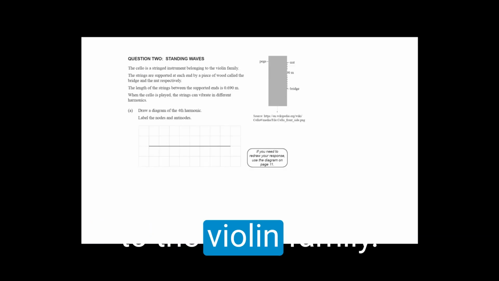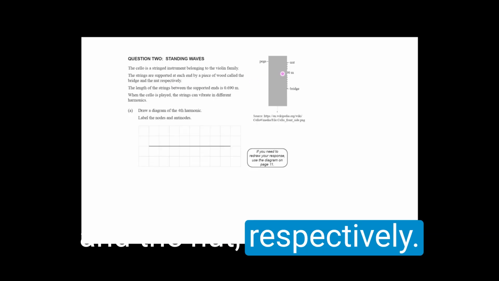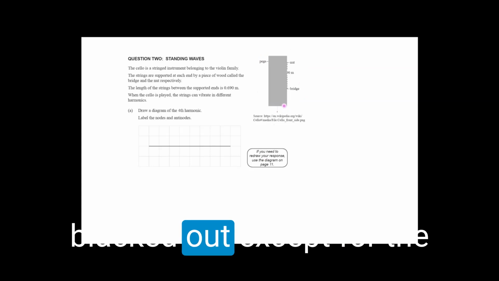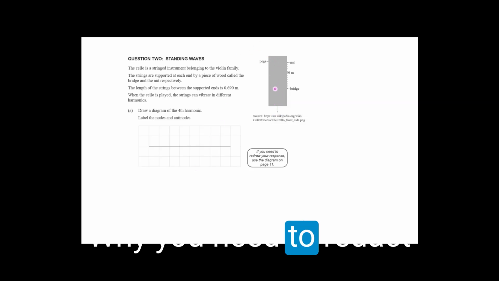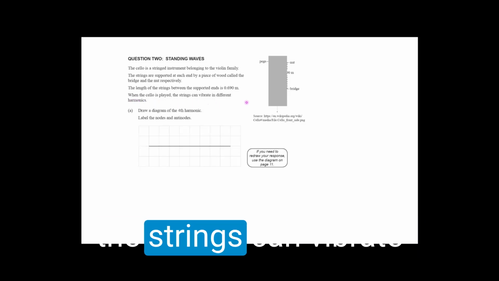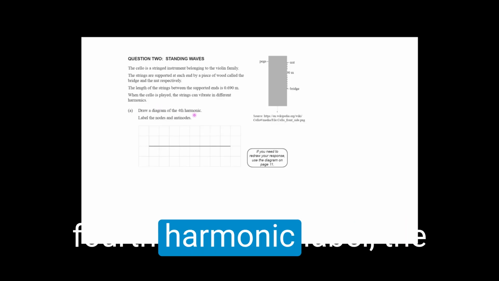So we're up to question 2, standing waves. A cello is a string instrument belonging to the violin family. The strings are supported at each end by a piece of wood called the bridge and the nut respectively. Here's a picture of a cello that's been mostly blacked out except for the spike down the bottom. They forgot to edit that bit out. Why you need to redact a picture of a cello is beyond me, but okay. When the cello is played, the strings can vibrate in different harmonics. Draw a diagram of the fourth harmonic, label the nodes and the antinodes.